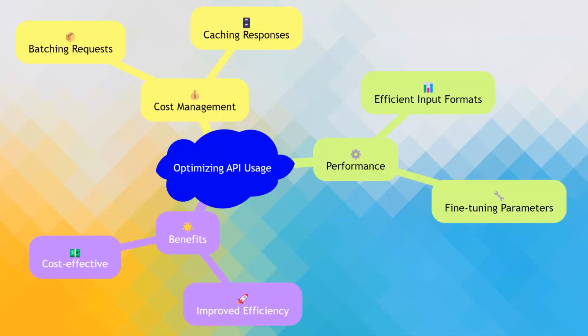Consuming a language model can involve significant computational resources and costs, especially if you're making frequent API calls. It's important to optimize your API usage to minimize costs and improve performance. This might involve batching requests, caching responses, or using more efficient input formats. Additionally, you can fine-tune the model's parameters to balance between performance and cost. Optimizing API usage ensures that your application remains efficient and cost-effective, while leveraging the power of the language model.